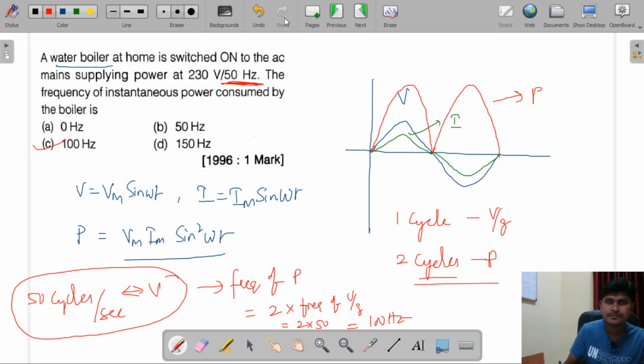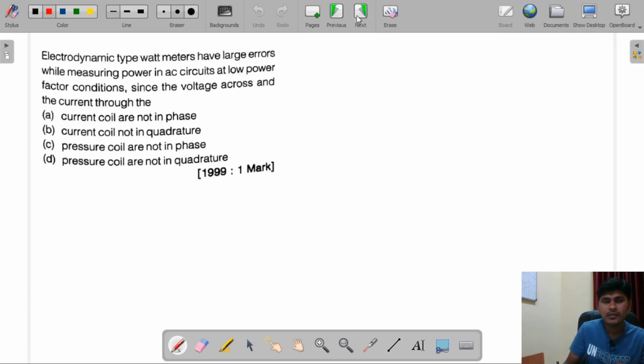Okay, this is the answer. Now coming to the next problem. Electrodynamic type wattmeters have large errors while measuring power in AC circuits at low power factor conditions.